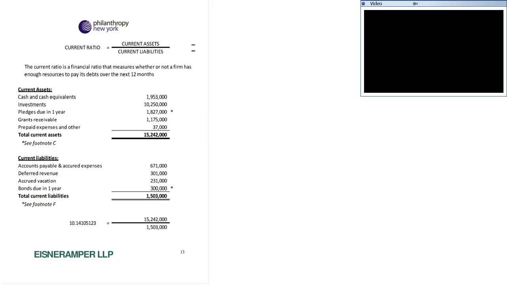Okay, so here what I've done is I've grouped for you the current assets and the current liabilities and done the ratio. Again, the idea here is, would you have enough resources to pay all your debts over the course of a year? And as you can see, they have a very strong financial position. Their assets exceed their liabilities by a lot, by 10 to 1, basically. So this is a very strong organization.